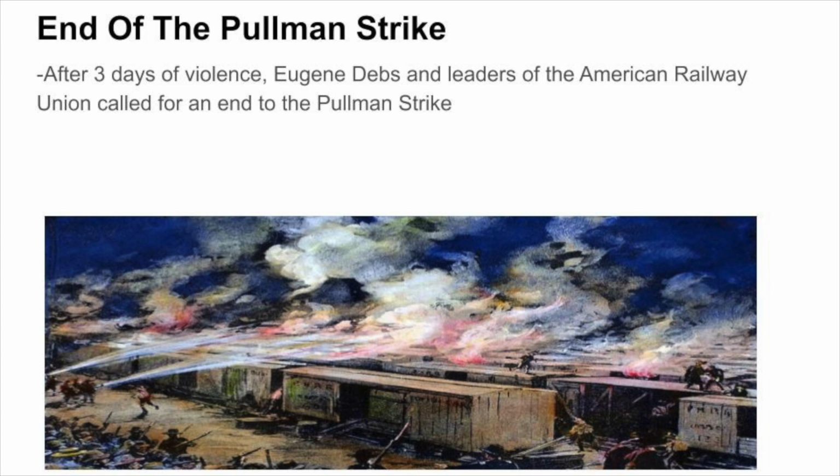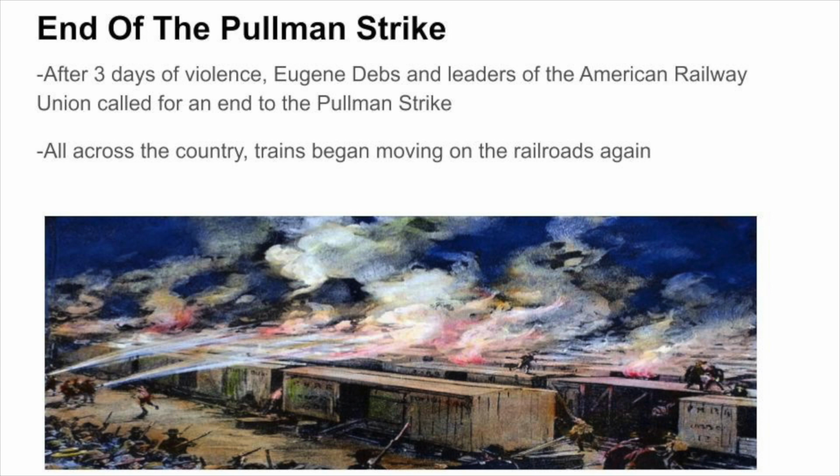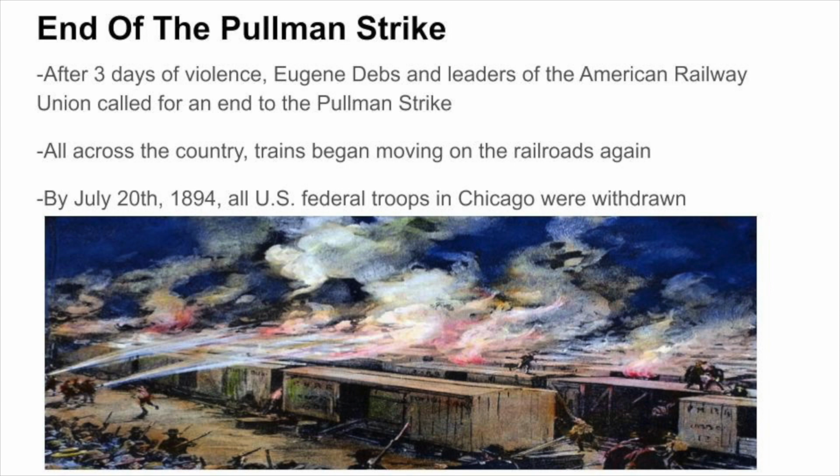All across the country, trains began moving on the railroads again. By July 20th, all U.S. federal troops in Chicago were withdrawn.